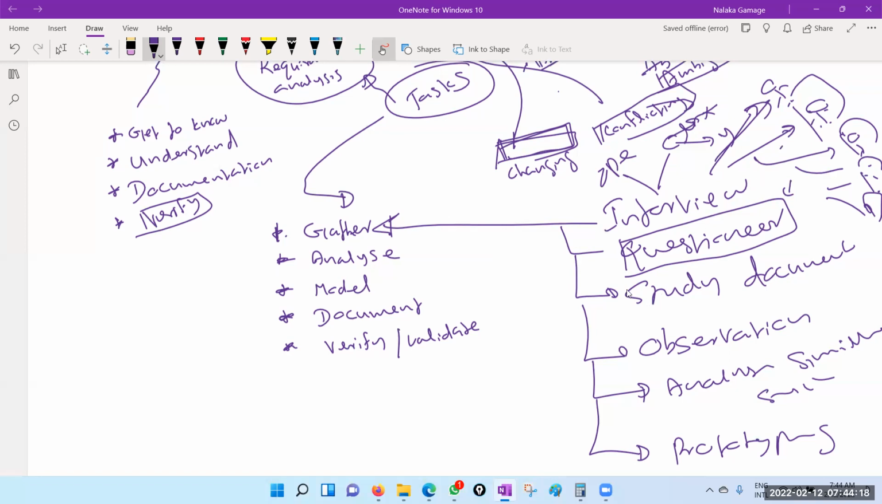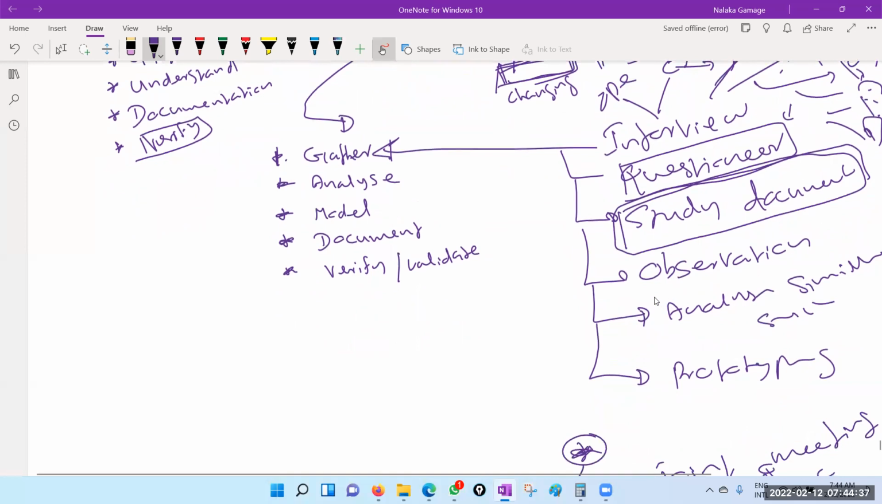Right. Another thing is you can study the documentation, procedures, policies, etc. Or if you have a system already, you can study the current system's documentation to get a feeling of what the business flows are, etc.